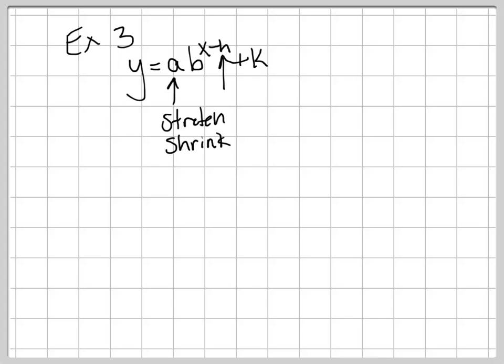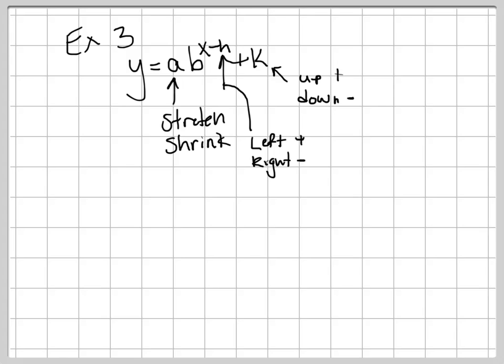H goes left to right. If it is plus, it's going to go left, and if it's minus, it goes right. K, it's up and down. No biggie there. I mean, this is what you've been seeing. If K is plus something, it's up. If K is minus something, it's down. Just like you've always looked at it.